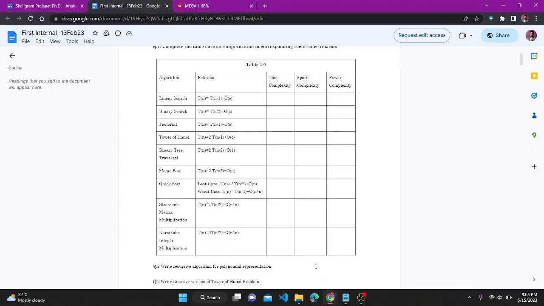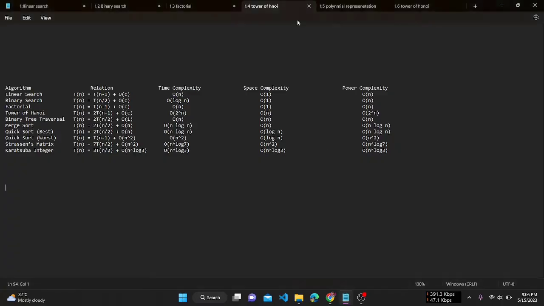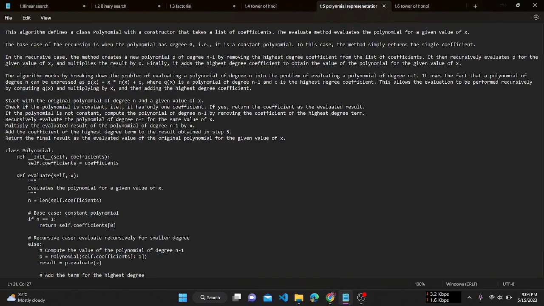Now, the second question is: write a recursive algorithm for polynomial representation. This algorithm defines a class Polynomial with a constructor that takes a list of coefficients. The evaluate method evaluates the polynomial for a given value of x. The base case of the recursion is when the polynomial has degree 0, for example, a constant polynomial. In this case, the method simply returns the single coefficient.